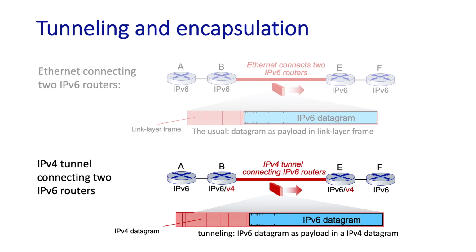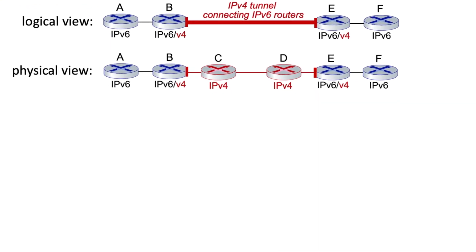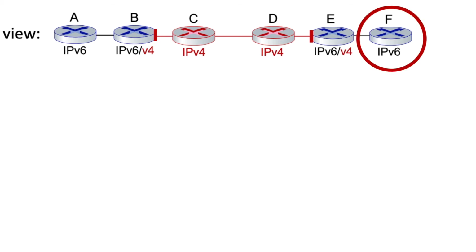Let's take a look at an example. Well, in this example, routers A and F are IPv6 only, routers C and D are IPv4 only, and routers B and E can do both IPv6 and IPv4. Let's suppose that IPv6 router A over here on the left needs to send an IPv6 datagram to IPv6 router F. Let's walk through what happens.